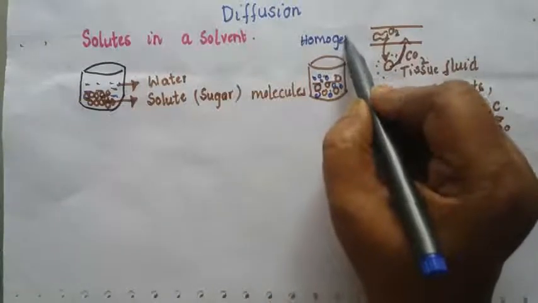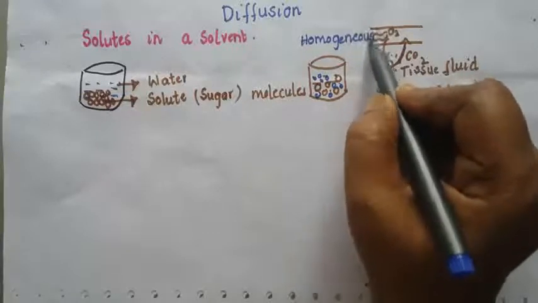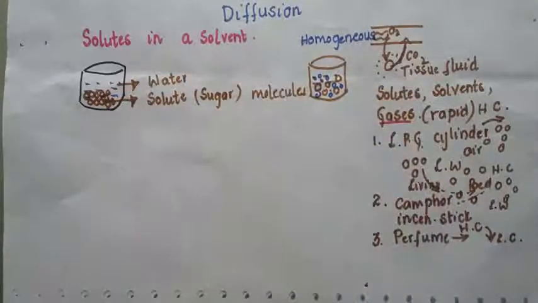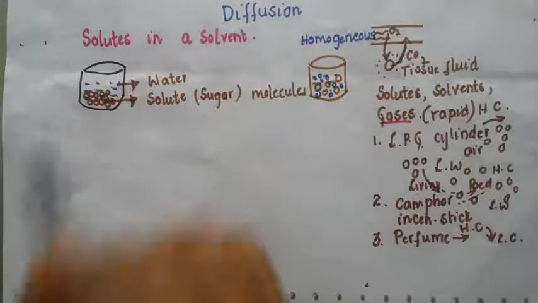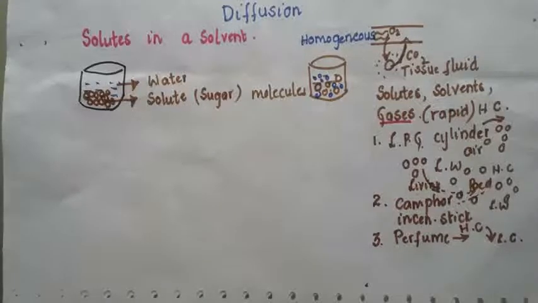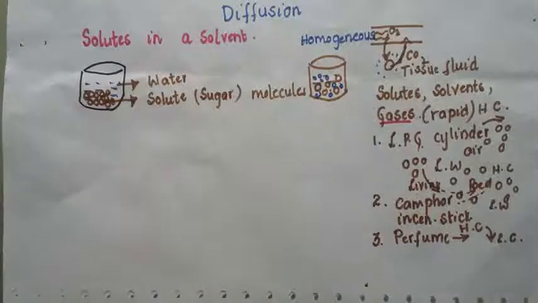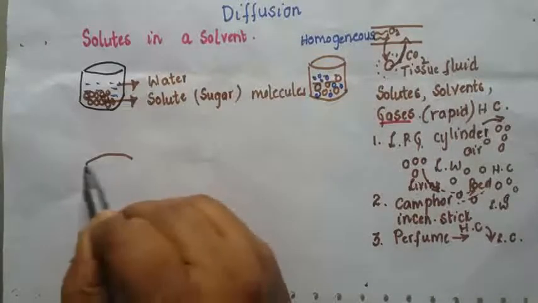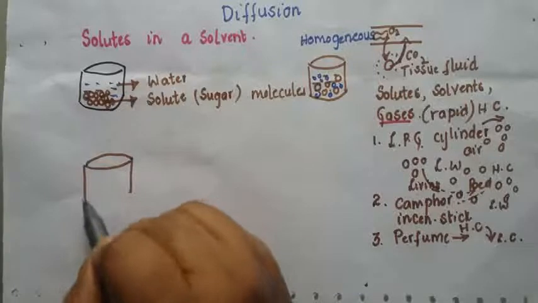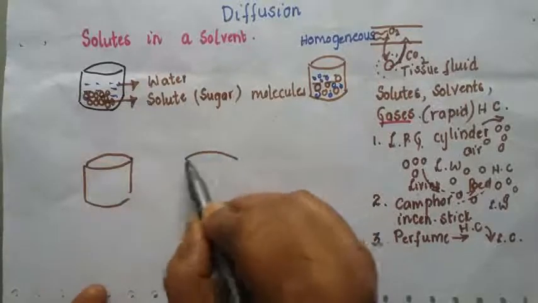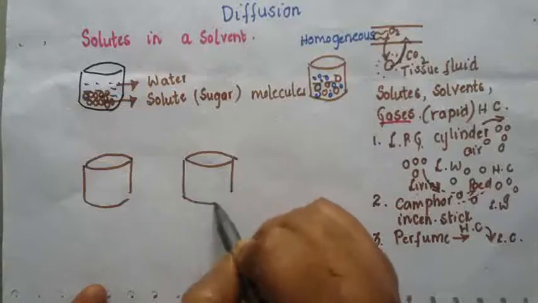What is the phenomenon observed here? We find the phenomenon known as diffusion. Right? So what happens to the sugar crystals? We will observe the small changes with the help of a diagram. So let us see in 3 different diagrams.